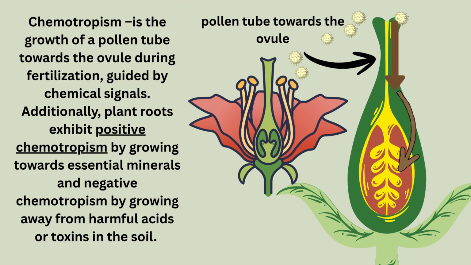Now comes chemotropism. It is the growth of the pollen tube towards the ovule during fertilization, guided by chemical signals.